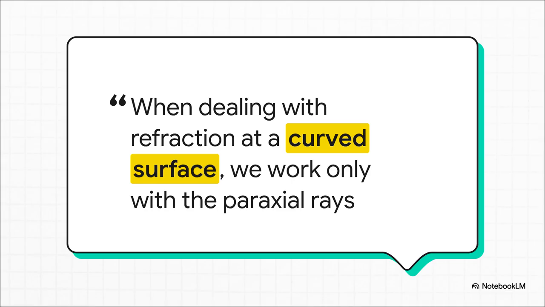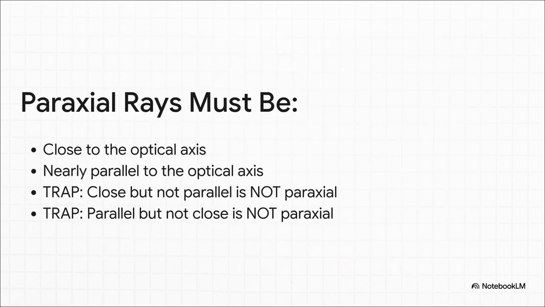When dealing with refraction at a curved surface, we agree to work only with paraaxial rays. Making this assumption allows us to treat the relevant light rays as an aggregate, a single manageable bundle, rather than performing an infinite number of highly complex individual calculations. It saves us. So, what exactly defines a paraaxial ray?